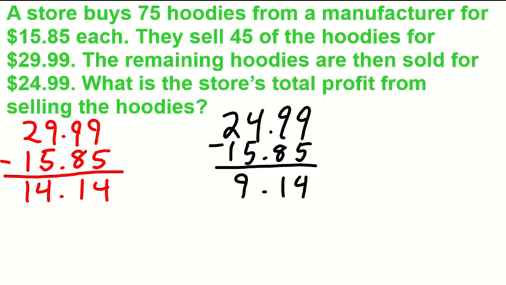All right, so first step, profit, money made minus money spent. So the money they're making is what they're selling it for. So these first 45 hoodies, they're selling for $29.99. So you do $29.99 minus $15.85. That gives you $14.14. That was 45 of the hoodies. So if we multiply by 45, that's going to tell us the profit for those 45.